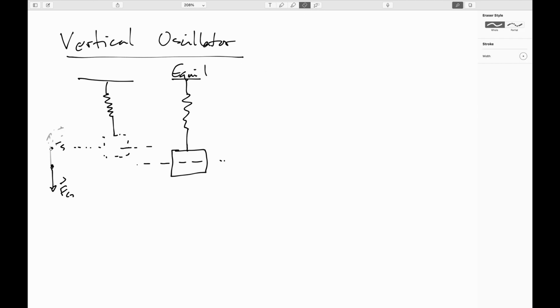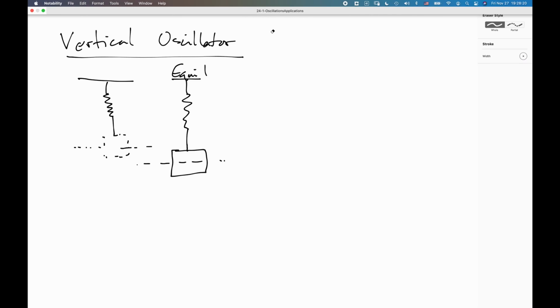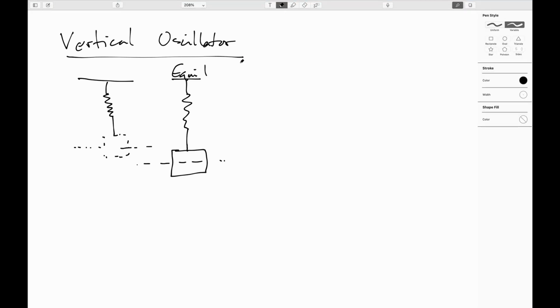So as a result, we've shifted our equilibrium position a bit. Does this matter for our oscillator? Well, let's go and take a look. So let's just note this shift in the equilibrium position. Let's call that capital X.